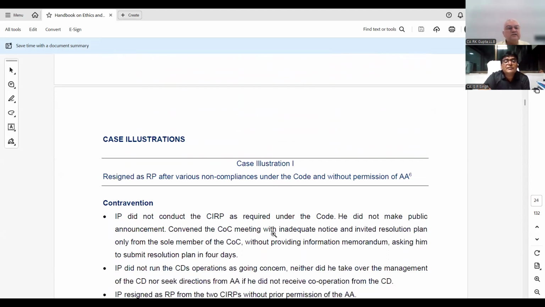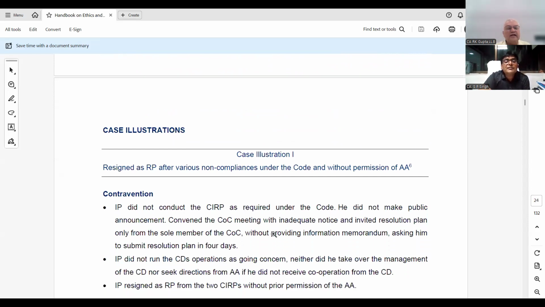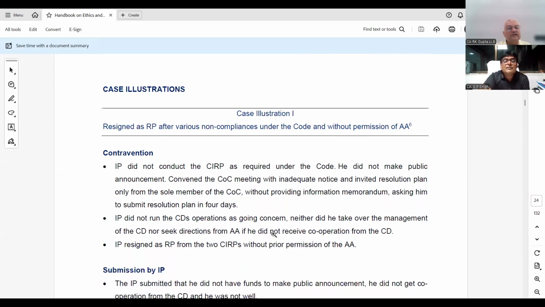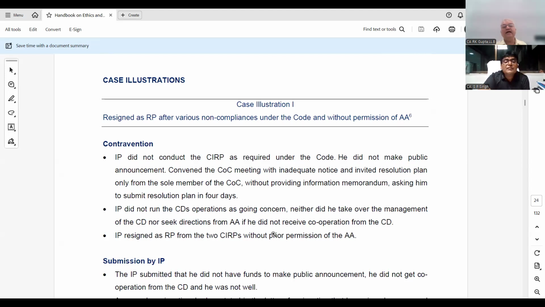So what is the illustration? Resigned as RP after various non-compliances under the code and without permission of the adjudicating authority. So what was the contravention here? IP did not conduct the CIRP as required under the code. He did not make public announcement, convened the COC meeting with inadequate notice, and invited resolution plan only from the sole member of the COC without providing information memorandum, asking him to submit resolution plan in 4 days.